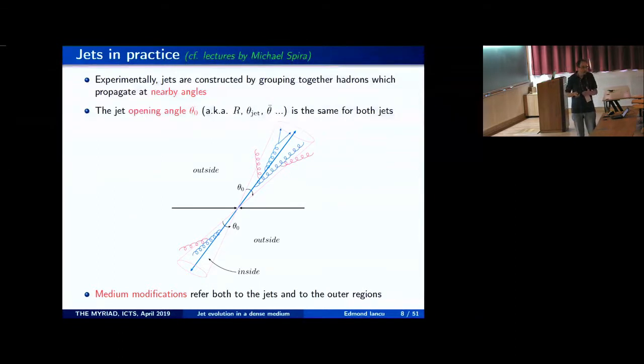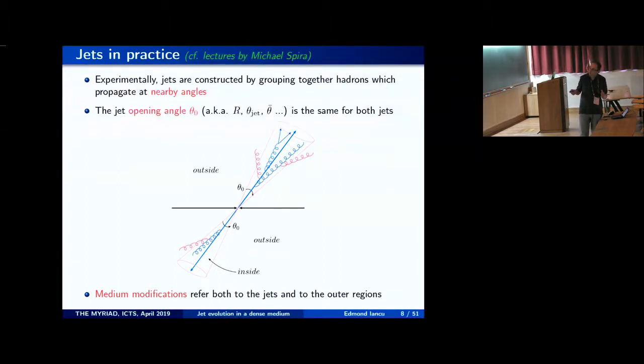A jet can have a much wider intrinsic opening angle than the one which is chosen by the experimentalists to define the jet. In that case, there will be a lot of radiation outside the jet core. Or vice versa. The experimentally chosen value of R could be much larger than the intrinsic θ of the jet. In that case, a large part of the inner side of the jet is empty of radiation. But the two notions are not the same.